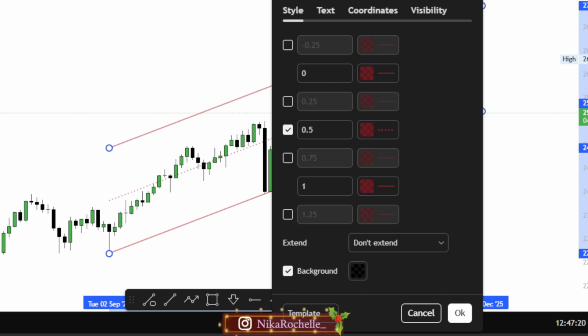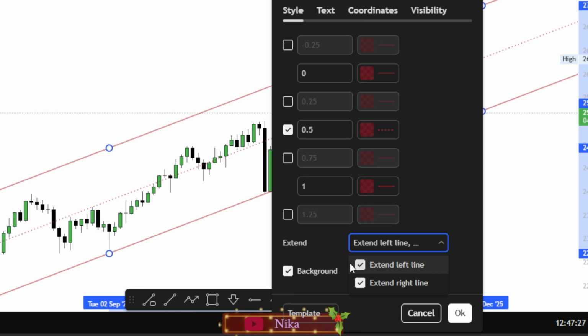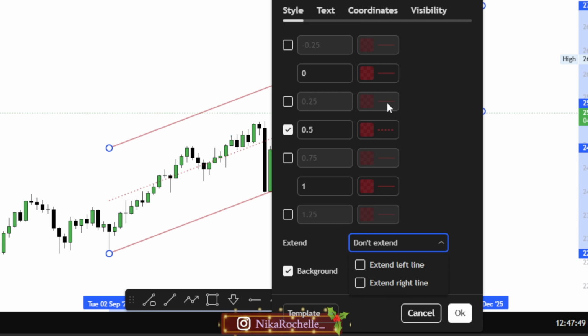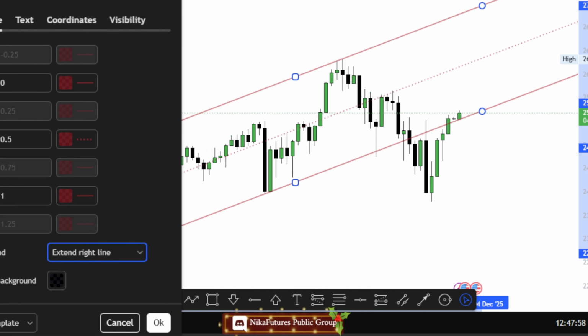And you can change the color. You can extend it to the right. You see it just moves over here. Or you can extend it to the left, which is this way. Or me personally, I don't like extending it at all. But as the months continue and the trend line is still respecting it, I just extend it to the right like this. And then it'll just keep going.